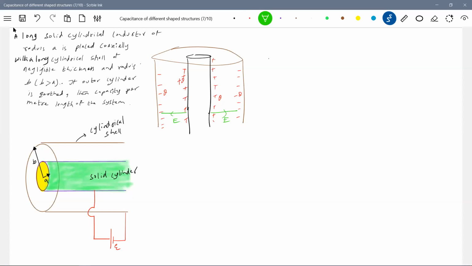Whose help do you have to take? It's asking capacitance per unit length. Since we don't have a much better idea, let's first calculate the electric field. So how to find the electric field? Can you use the same formula, electric field due to a long wire?